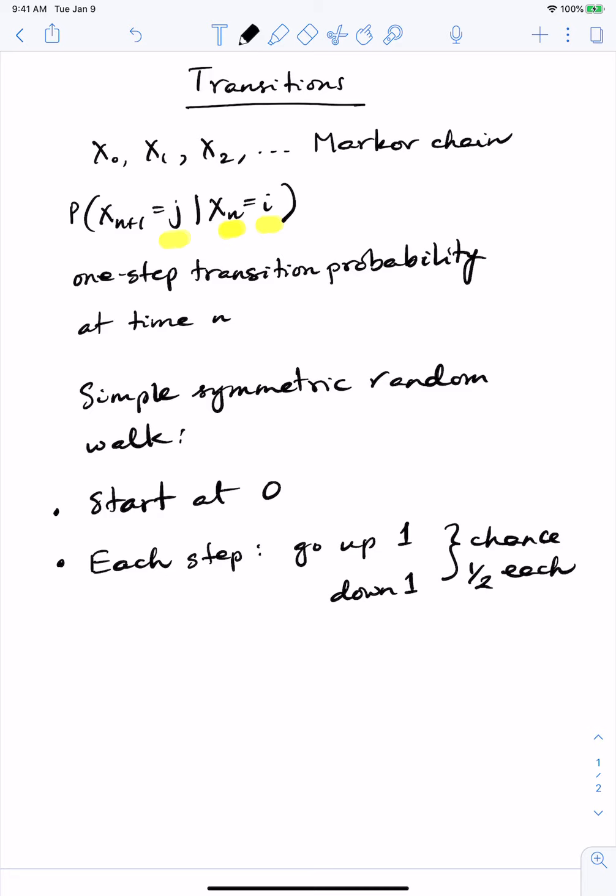So if you make this move over and over again, and I tell you that at some point you got to level 72, then where are you going to be after one more step? You will tell me immediately, I'm going to be at 71 or 73. You don't have to ask me, well, how long have you been running the chain till you got to 72? It doesn't matter. The transition probabilities don't depend on n.